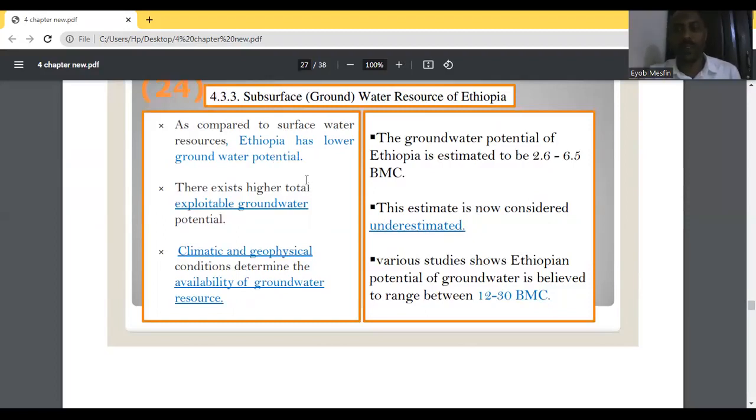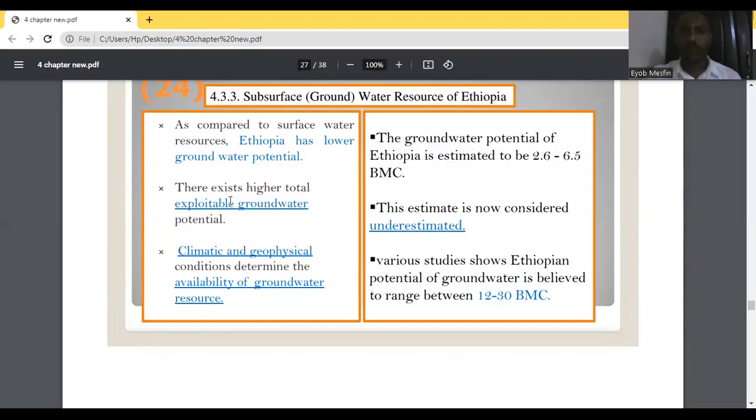Topography by itself contributes to the availability of groundwater potential. Our topography is mostly covered by mountains, and the mountains are unable to retain the rainfall. The droplets of rain form runoff, and that runoff joins the rivers and finally flows in different directions due to the steep slopes of the Ethiopian topography. Due to this reason, the groundwater potential is very low compared to the surface water.